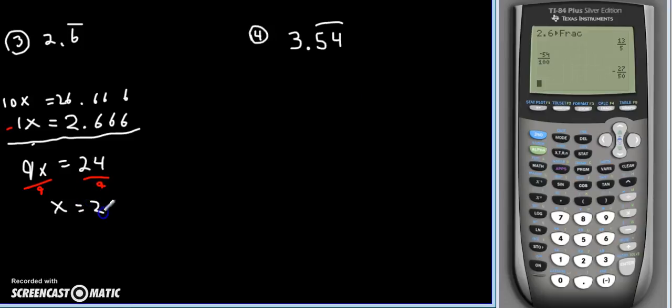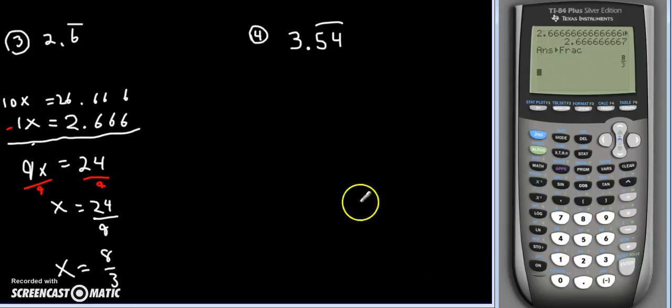So you can convert these back into fractions. Now 3 goes into both of these evenly, so that is the same thing as 8 over 3. If we use a calculator, 2.666666, I need a lot of 6's to make the calculator know this, and press fraction. I get 8/3. Same thing. So a calculator will do this as well.